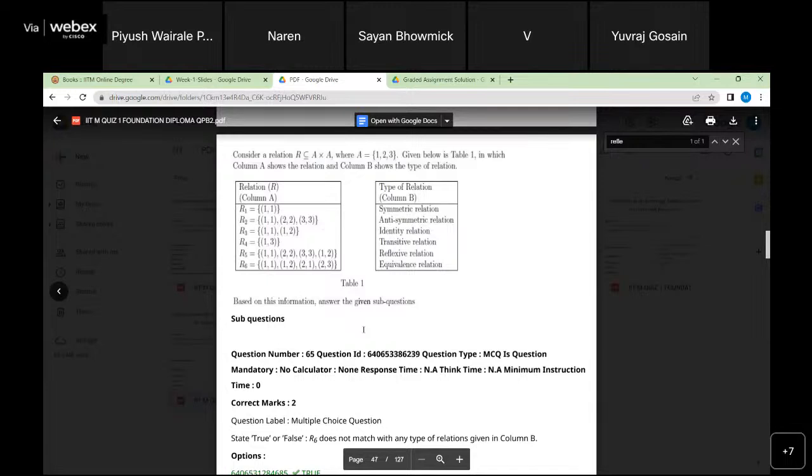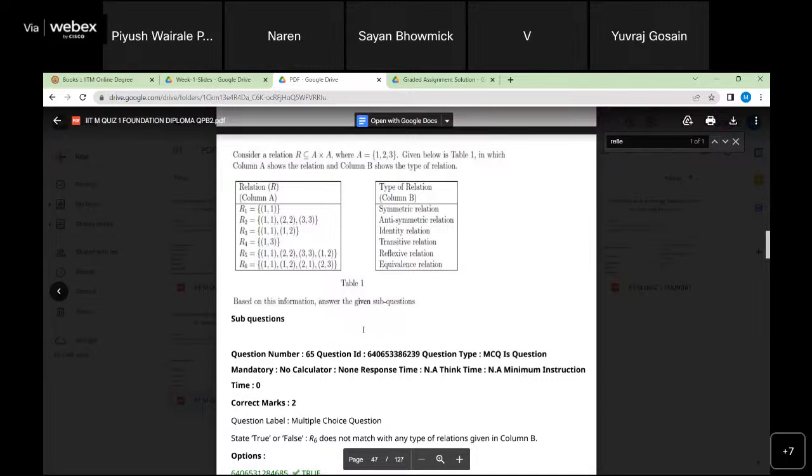1, 2, 3, 4 was the set. In the other relations, they gave 1, 1, 2, 2, 3, 3, 4, 4, and 2, 3 also as one extra element. But in one relation they have given only 1, 1, 2, 2, 4, 4. 3, 3 is not there. Since 3, 3 is not there, it is not a reflexive relation. That is what is given in the textbook.